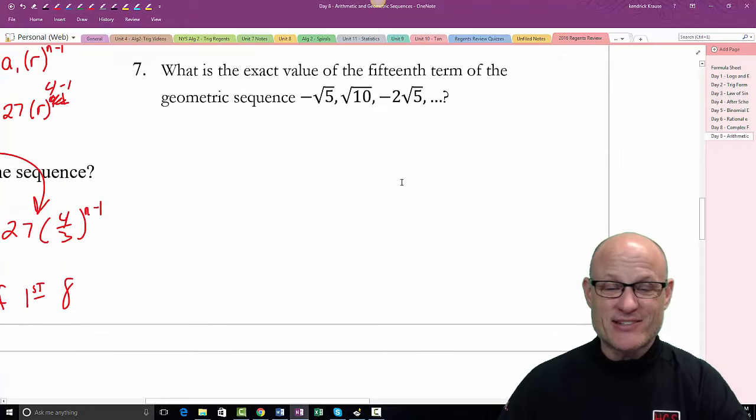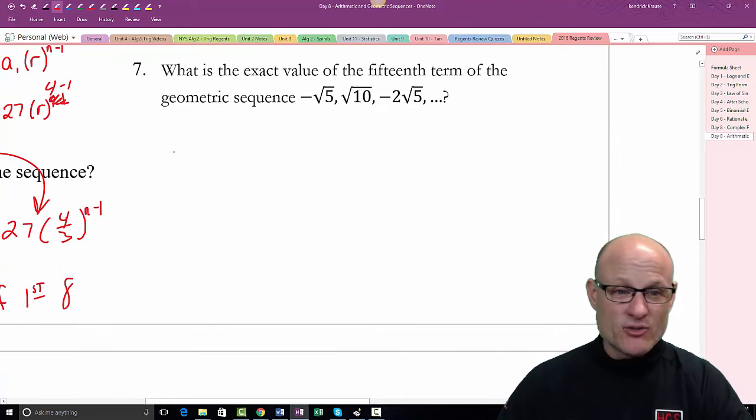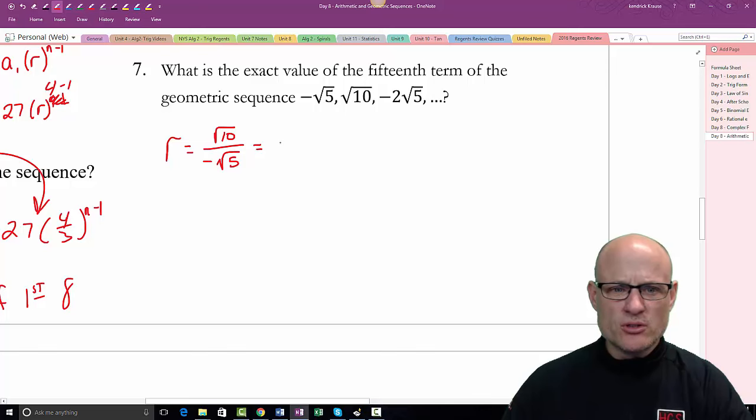So they're telling us that this is a geometric sequence. So I've got to figure out what r is. I'm going to take the square root of 10 and divide it by the negative square root of 5. Well, this is equal to, let's see, I know it's negative, and 10 divided by 5, since they're both in the radical, is the square root of 2. Let me just make sure that's right.